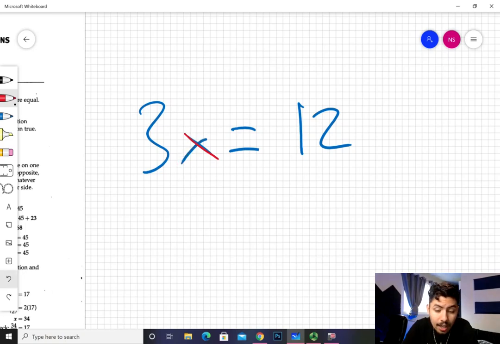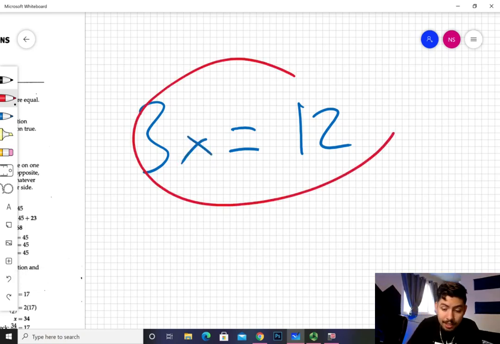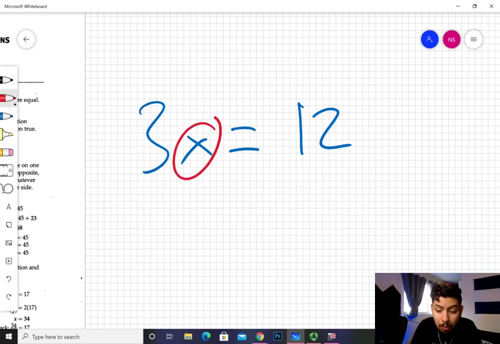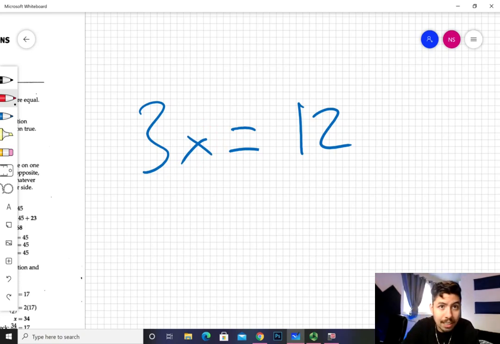We are actually not going to come out with a simplified version of this expression. No, we are going to come up with the answer for x. That's what equations are meant to do. So before we get into the complicated multi-step equations, we must first master our one-step equations, and that's what today's lesson is.